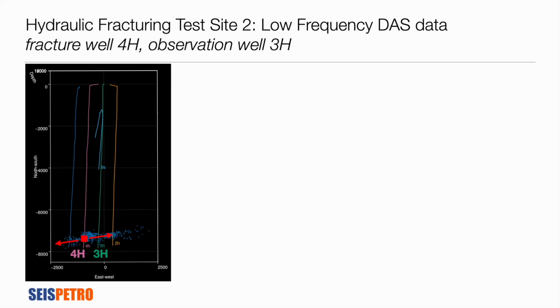To start, I'm showing here a map view display of well geometries. The pink line shows the trajectory of well 4H, and that's the well where the hydraulic fracturing treatment was being carried out. The greenish curve shows the trajectory of well 3H, the well that had the fiber optic cable. The red square shows the location of perforation clusters used for fracturing in this stage, and the red arrows show more or less the path of the developing hydraulic fracture system.